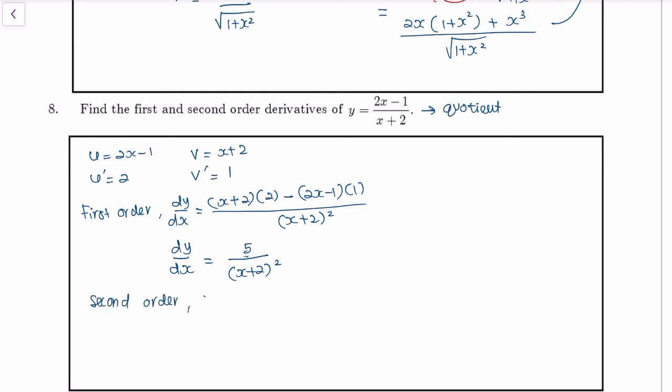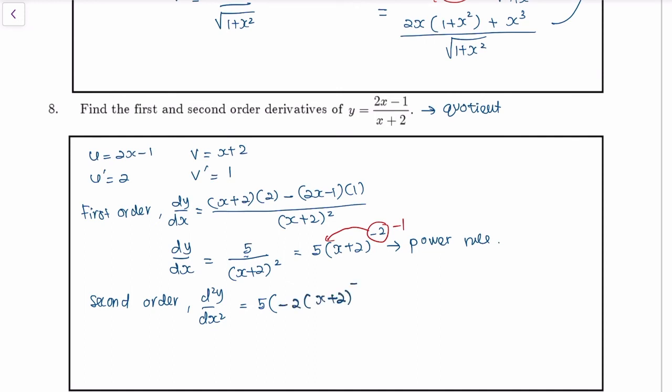Okay, then untuk cari second order we need to find d2y over dx square. Tapi kita bawa dulu ke atas. So 5 times x plus 2 to the power of negative 2. Okay, so yang ni kita akan treat dia sebagai power rule. So 5 constant. So power rule, negative 2 bawa depan, negative 2 minus 1. So 5, so negative 2 times x plus 2 to the power of negative 2 minus 1, negative 3, times 1. 1 datang mana? Differentiate x plus 2 dapat 1. Okay, so selesaikan, kita akan dapat negative 10 times x plus 2 to the power of negative 3. So negative 10 over x plus 2 cube.